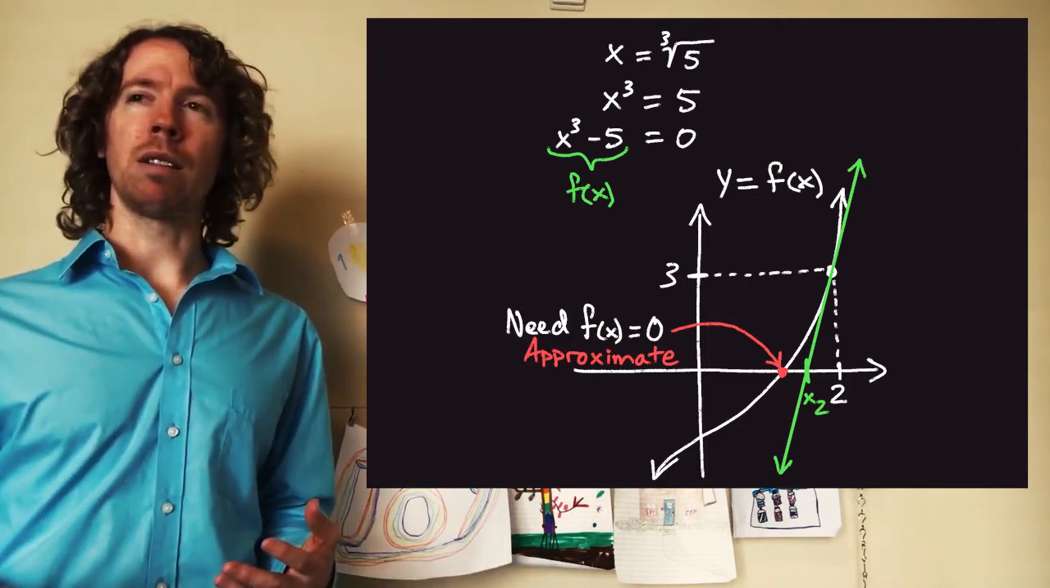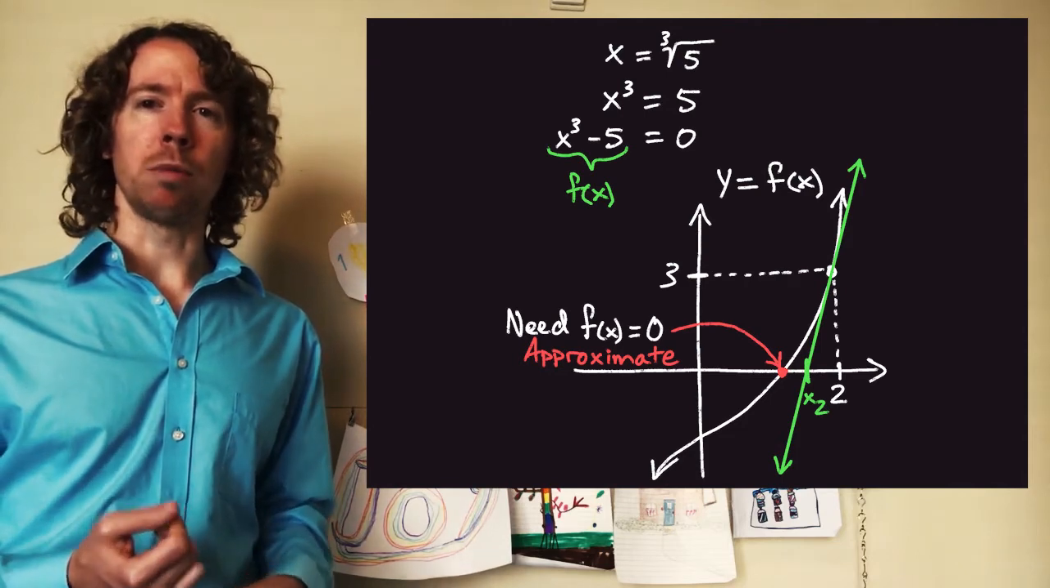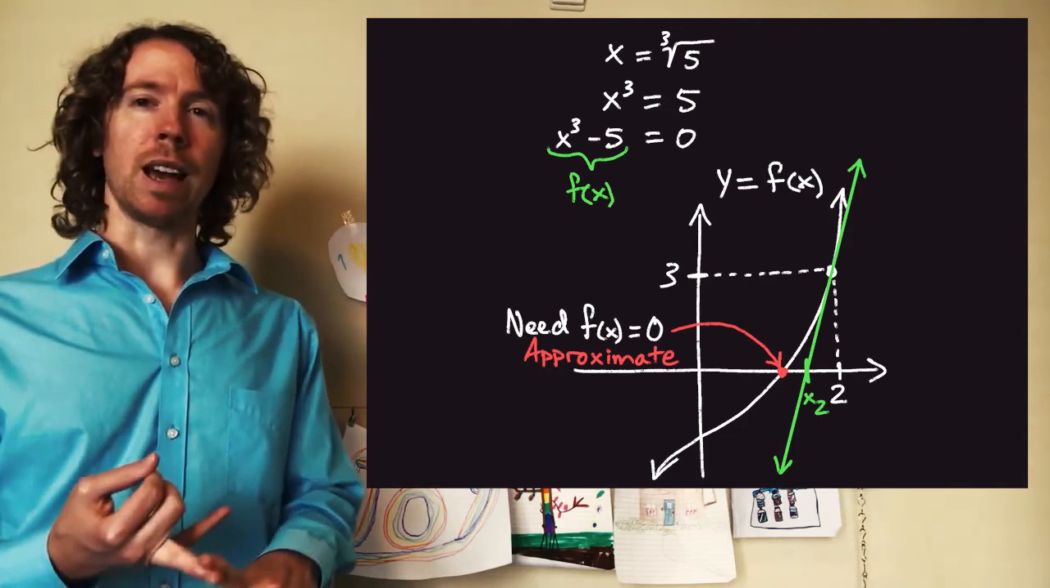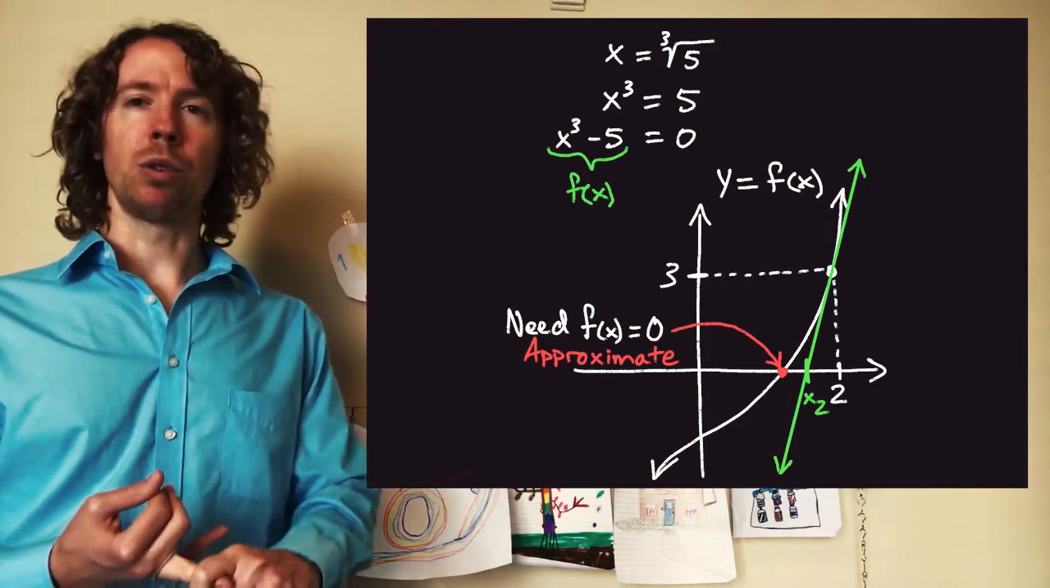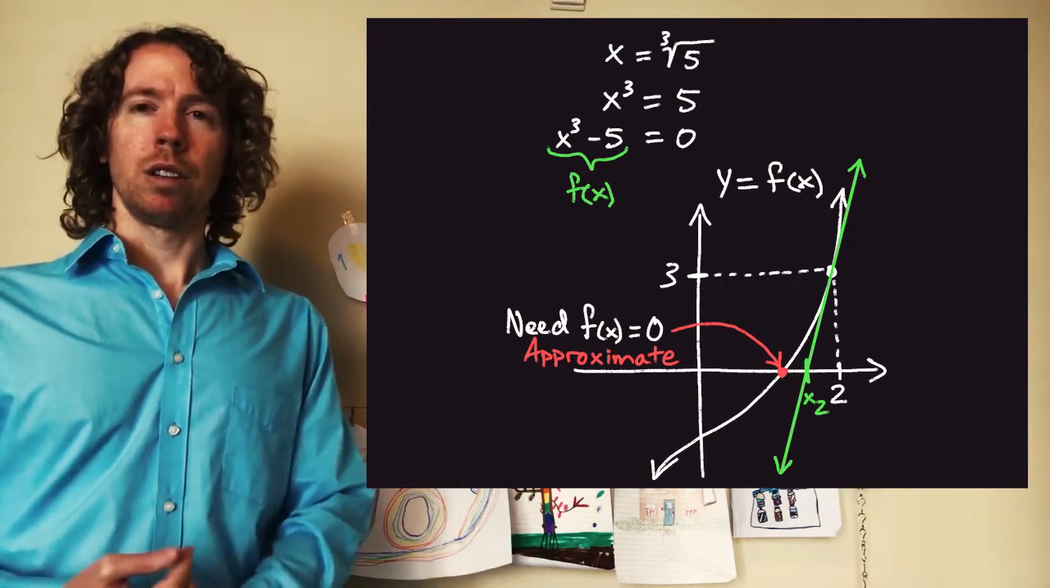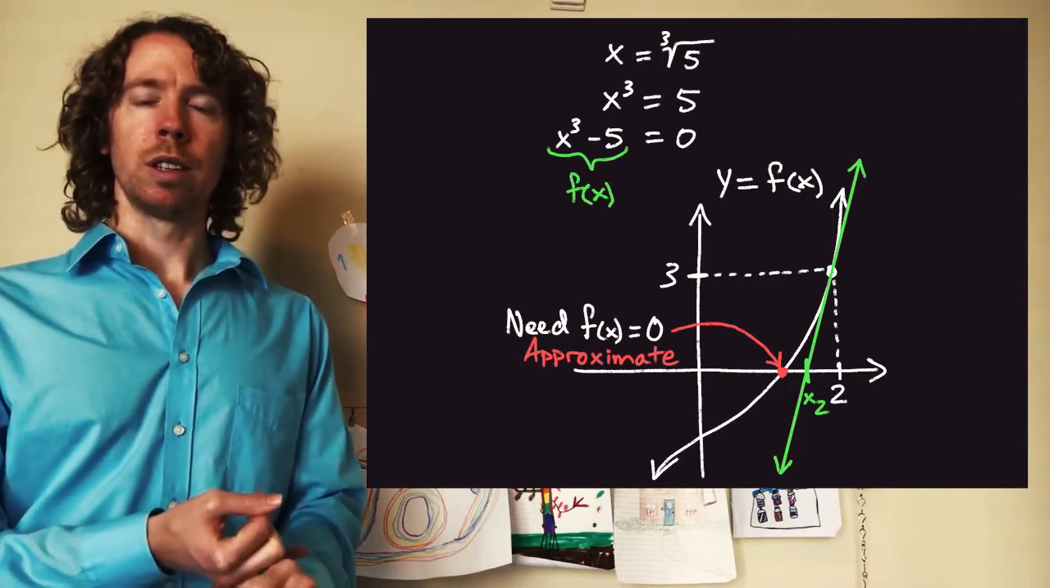So the cube root of 5, let's think about it. If you take 1 cubed, that's 1. If you take 2 cubed, that's 8. That's too big. So it's going to be between 1 and 2. Let's pick 2 for our first approximation. So let's choose x1 equals 2.